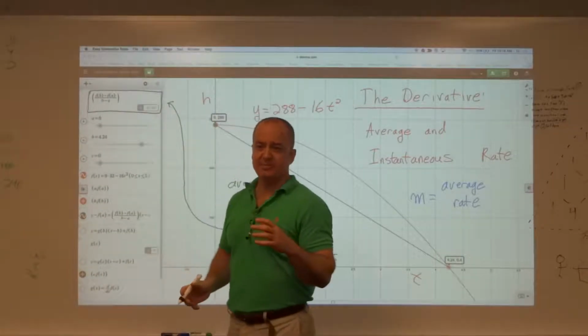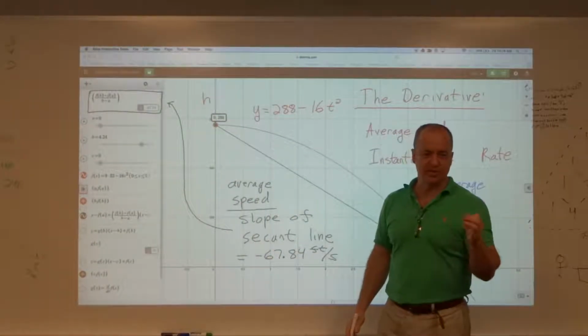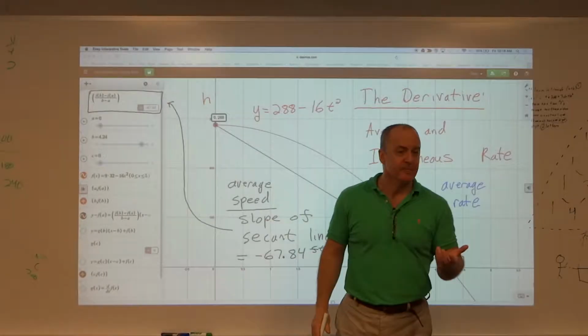What did we say in physics last period? These formulas are true as long as they're true, and then they stop being true.